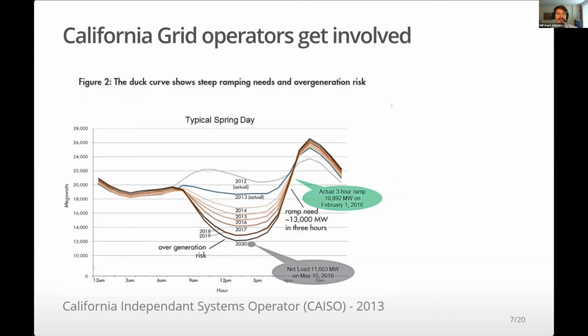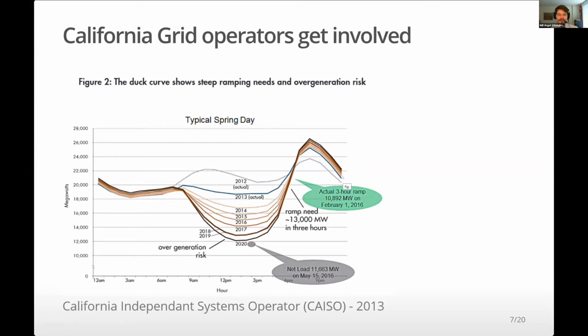A few years later, the California grid operators realized that this was actually going to be an issue, and they published this chart in 2013, and they gave it nice annotations, and people started referring to it as the duck curve because it looks a little bit like a duck. You've got the head, your wings, tail, and the interesting thing here is that the 2012 data, that's typically what hourly energy demand looks like.